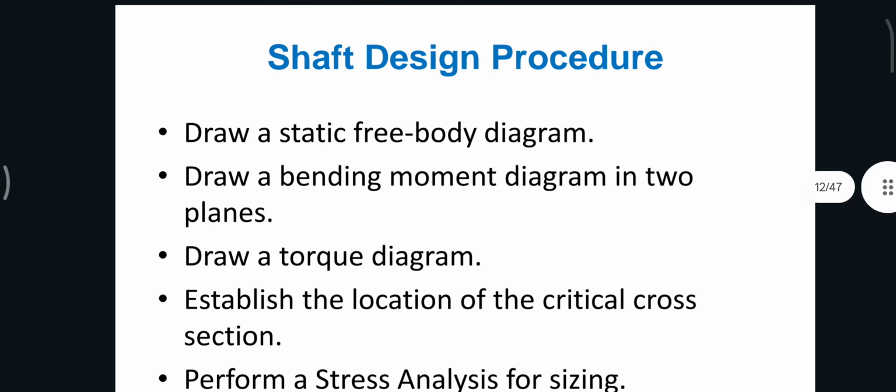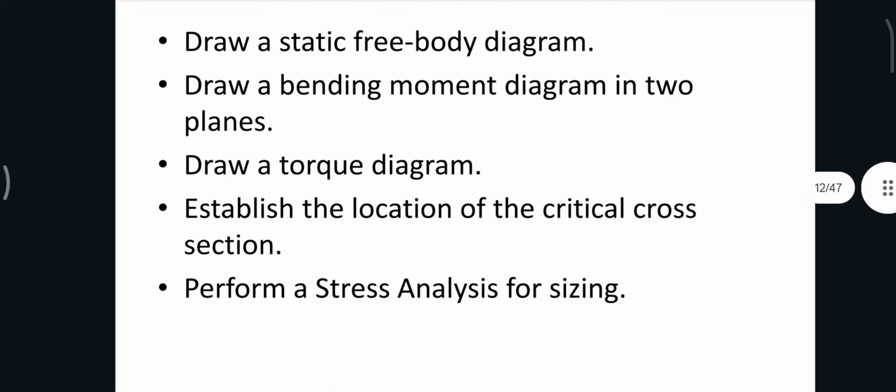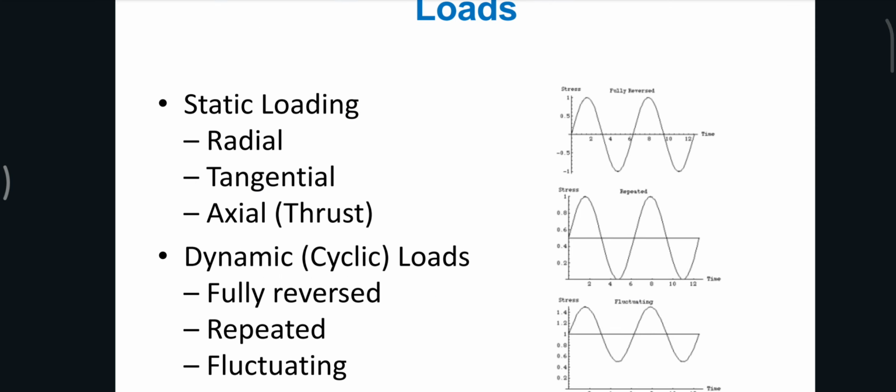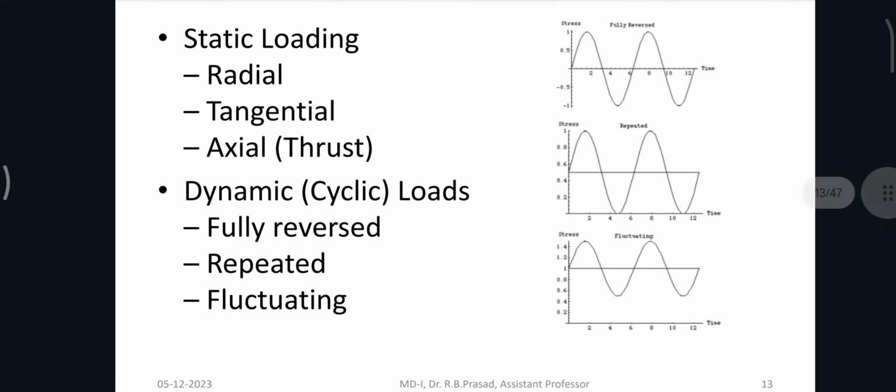Design procedure of shaft: draw static free body diagram, draw bending moment diagram in two planes, draw torque diagram, establish the location of critical cross section, perform a stress analysis for sizing. Load: static load, radial, tangential, axial; dynamic or cyclic load, fully reversed, repeated, fluctuating.